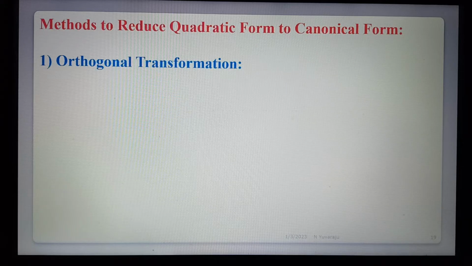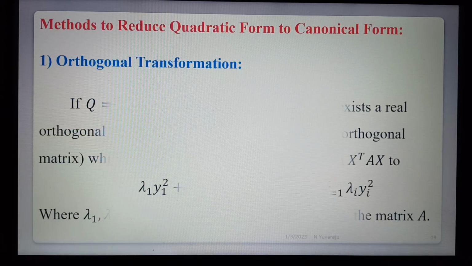What is the definition of canonical form? In the quadratic form, we eliminate all the product terms, for example xy, yz, zx, remaining only the sum of the squares of the same variables, x square, y square, z square. That is called canonical form. So how to convert it? The first method is orthogonal transformation.